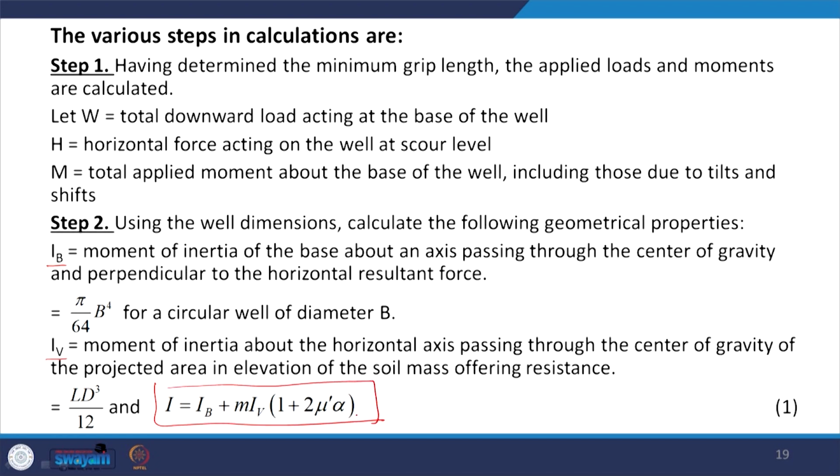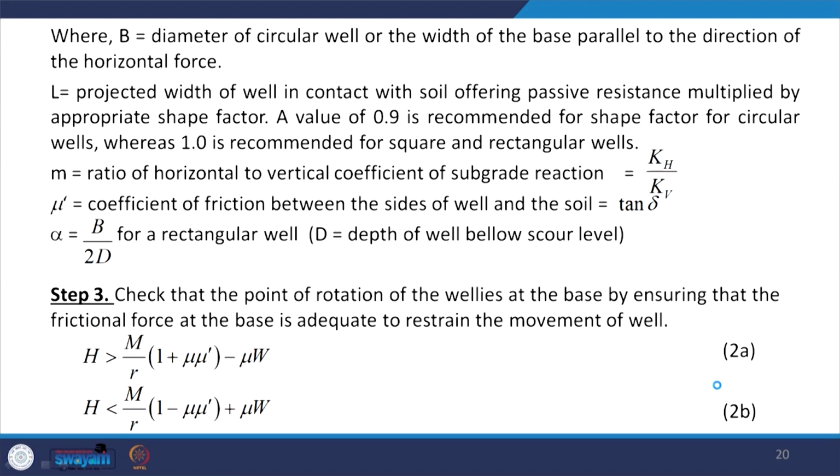Now the issue is this, what is L? D is already defined, capital D is the depth of the well, which is constant throughout. This is not the diameter of the well, that needs to be understood. So, D is the depth of the well. Now let us see what are mu dash and alpha, where B is the diameter of the circular well or width of the base parallel to the direction of the horizontal force. So, we need to understand B is the diameter of the well, not D.